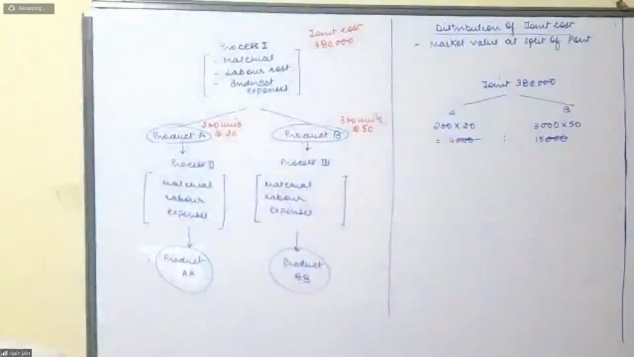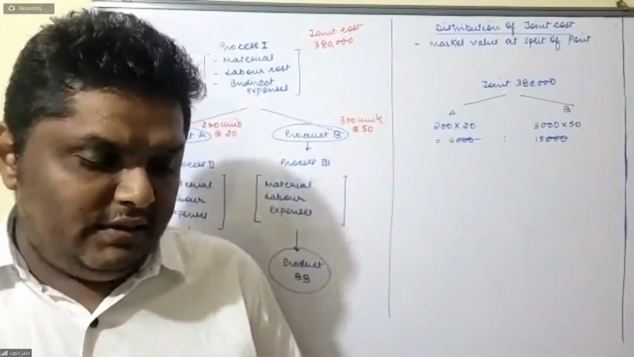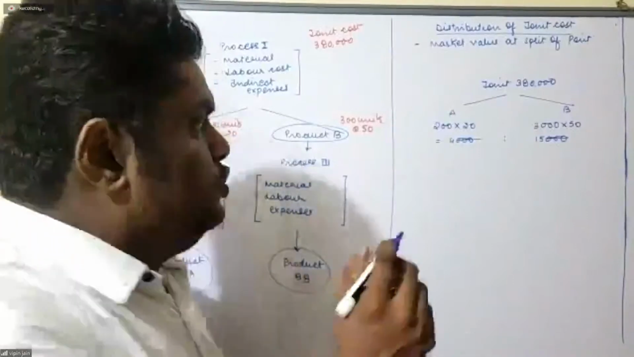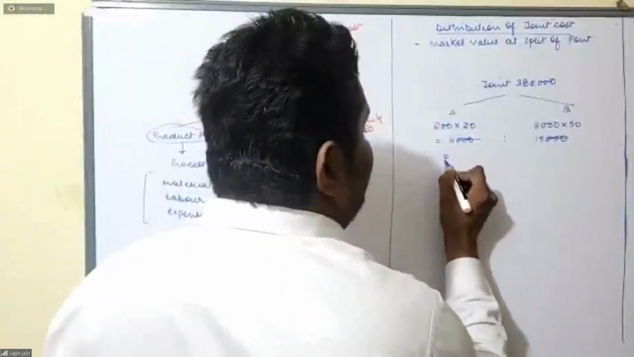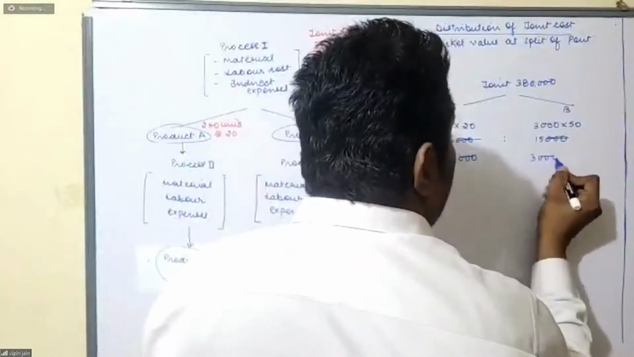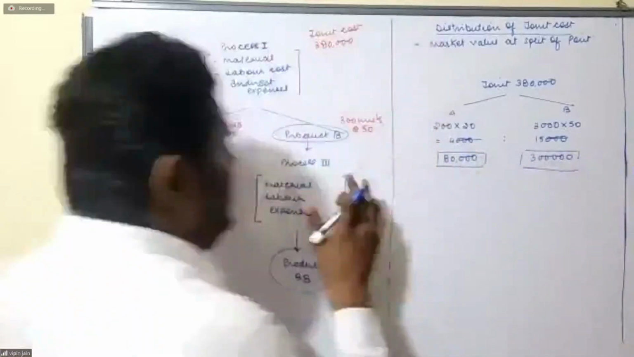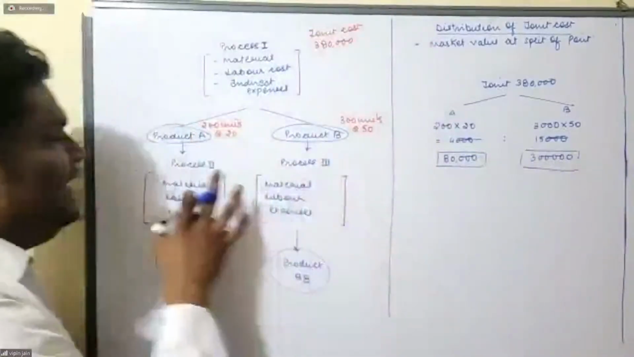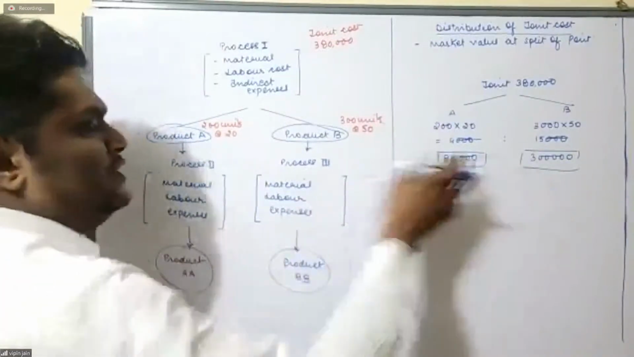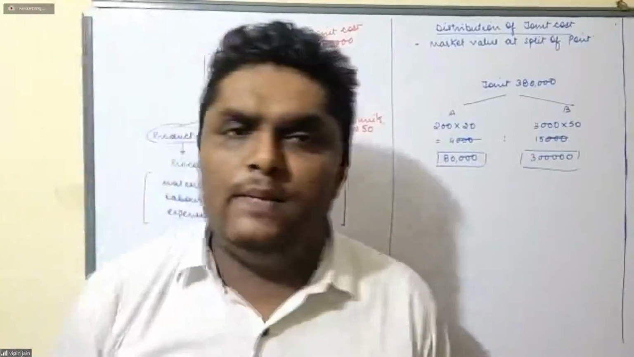So my joint cost is 3,80,000. So my joint cost will be distributed as 80,000 and 3 lakh. So this is how my joint cost will be distributed among product A and B. And this cost will be added in the cost of process second to calculate the cost of product AA. And this cost will be added in cost of process third to calculate the total cost of product BB.